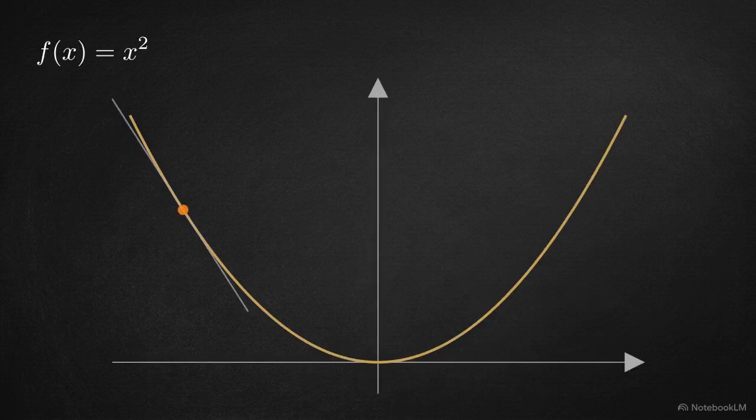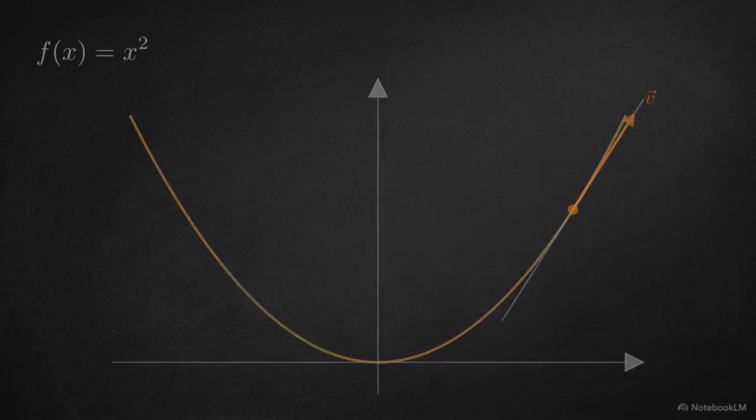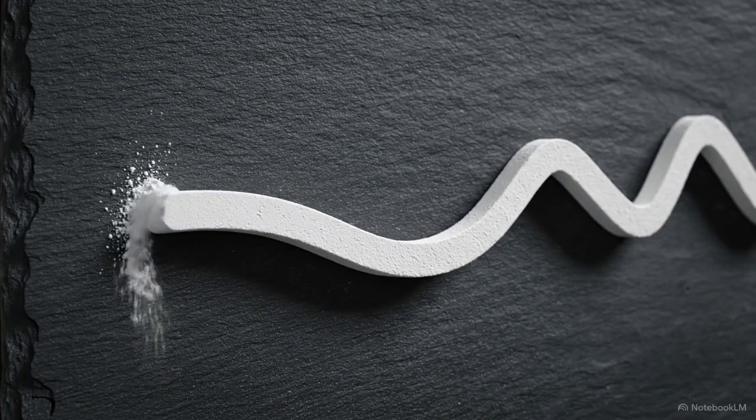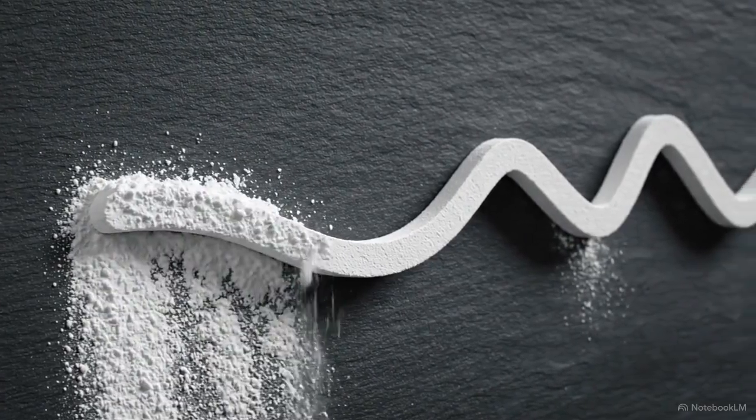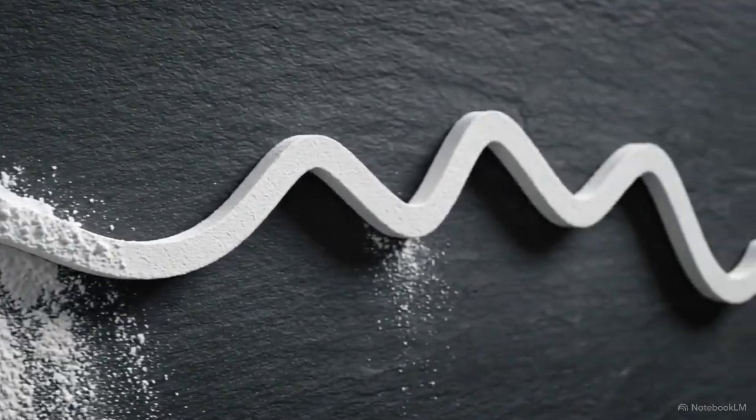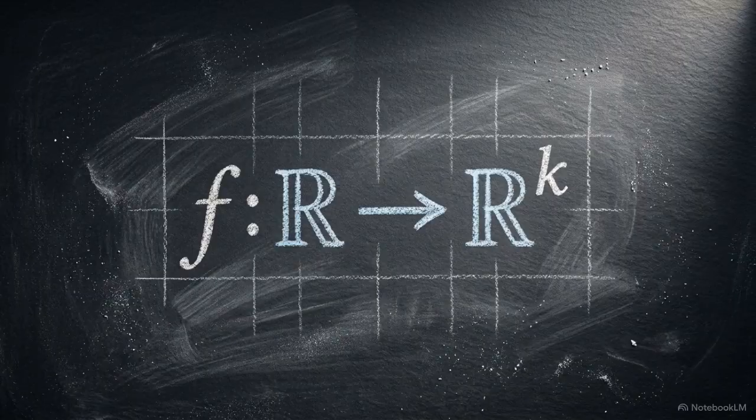In calculus, finding the tangent of a curve is intuitive. We differentiate a function to find its instantaneous velocity. But what happens when we reverse this process in a multidimensional space? How do we integrate a vector to find its total accumulation? To answer that, we look at vector-valued functions.